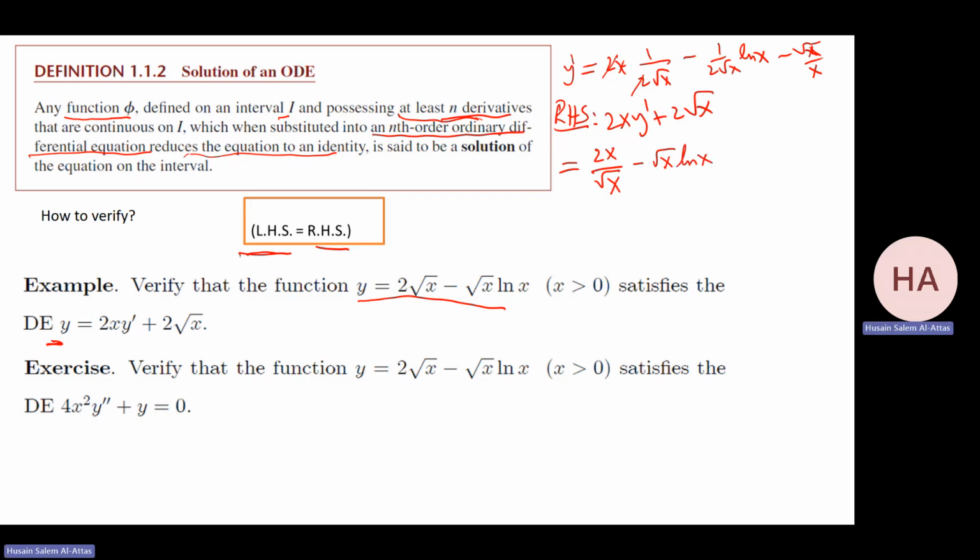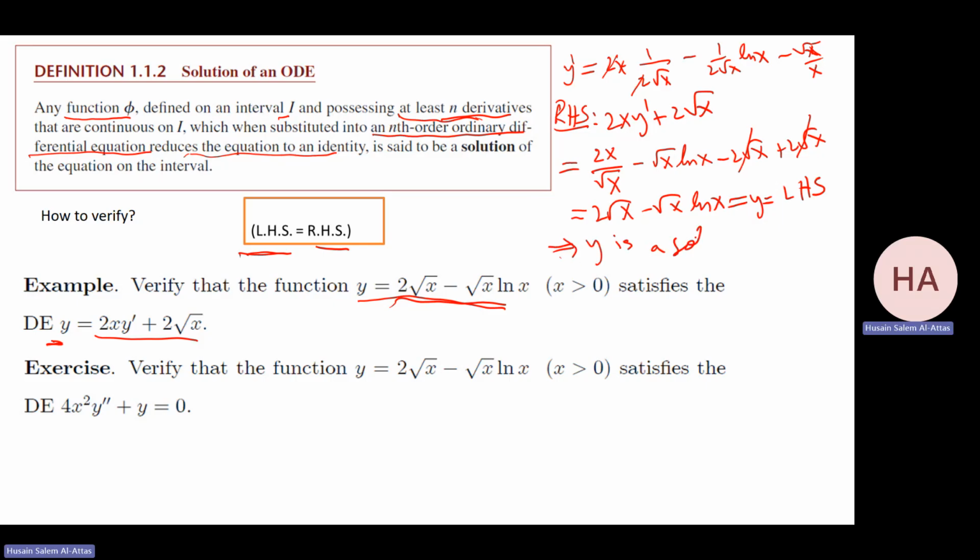Okay. Multiply by 2x here. I have 2 minus 2 root x plus 2 root x. So this is cancelled. So I have 2 root x minus the square root of x ln x. What is this? This is y. And this will be the left-hand side. So I started with the right-hand side in this case, and I'm getting the left-hand side. So it's a solution. So it means y is a solution.